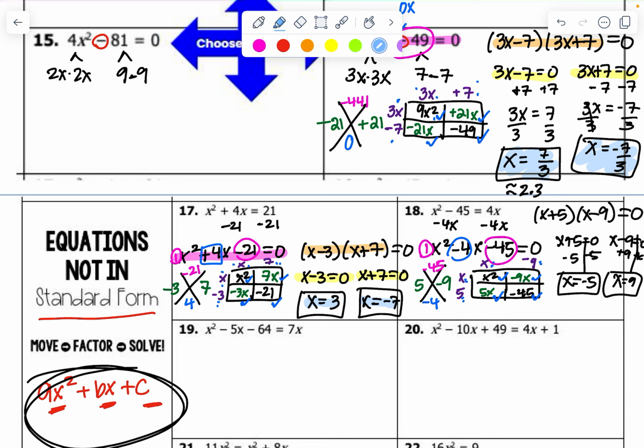Boom. Again, steps to solve by factoring. Set the equation equal to 0. Factor the equation part. Set each of the two parentheses factors equal to 0. Get x alone. Solve.